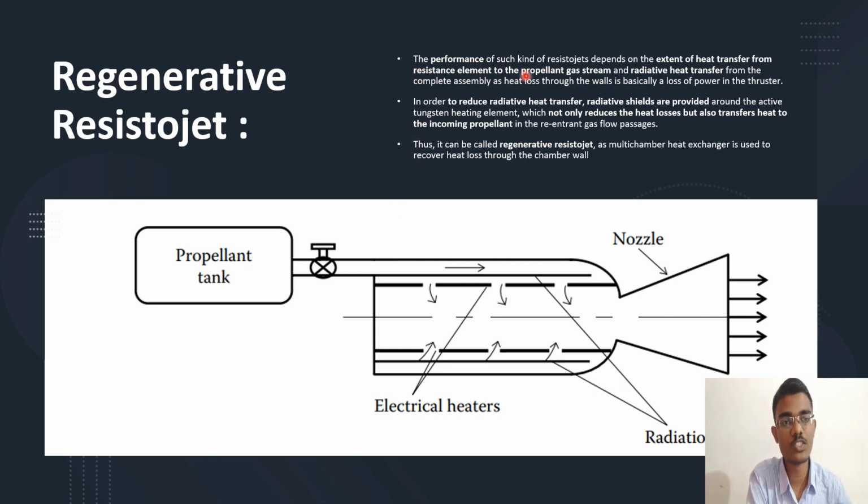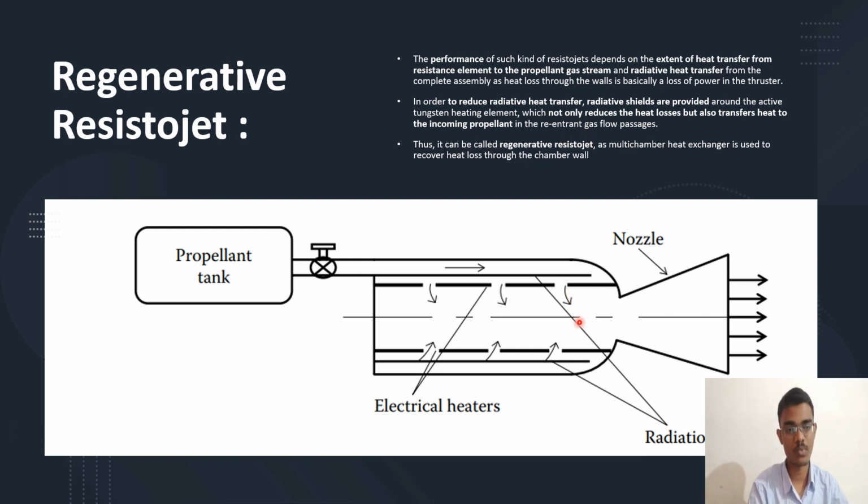The performance of such resistojets depends on the extent of heat transfer from a resistance element to the propellant gas stream and radiative heat transfer from the complete assembly, as heat loss through the wall is basically loss of power in the thruster. In order to reduce the radiative heat transfer, radiative shields are provided around the active tungsten heat element, which not only reduce the heat losses but also transfer heat to the incoming propellant in the reentrant gas flow.